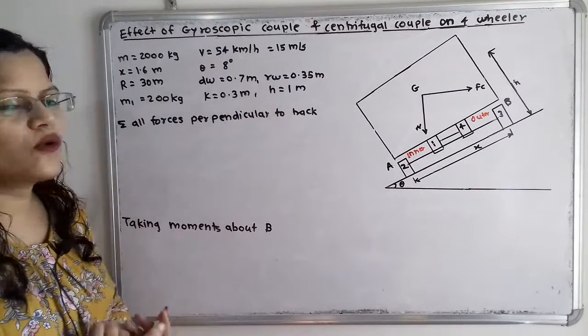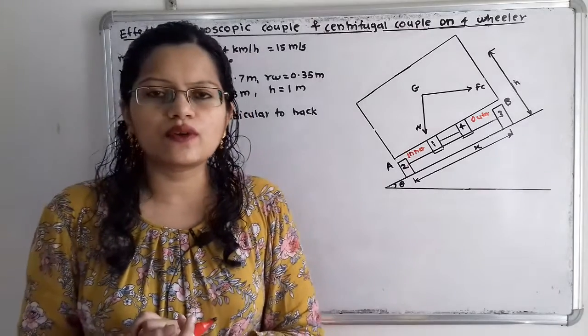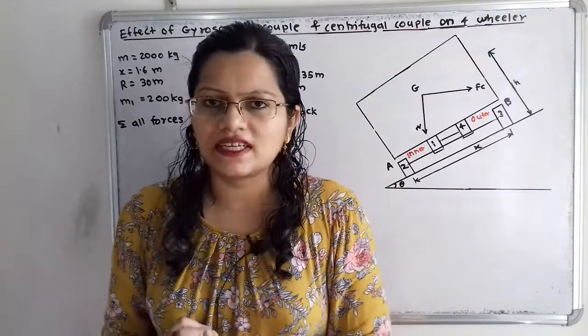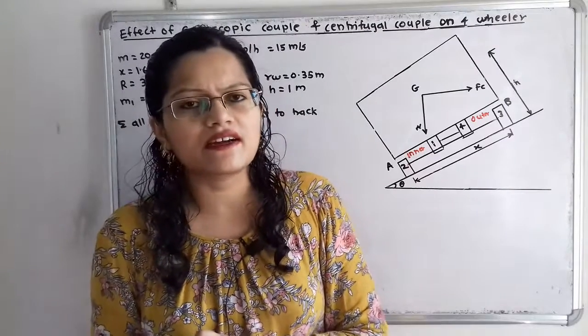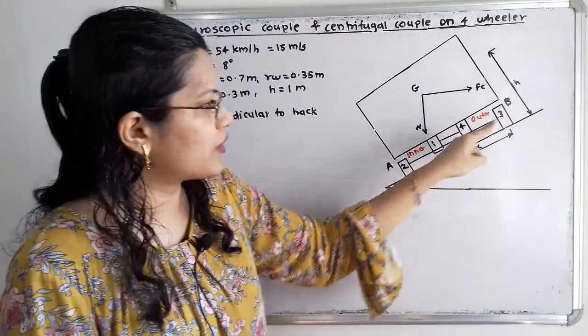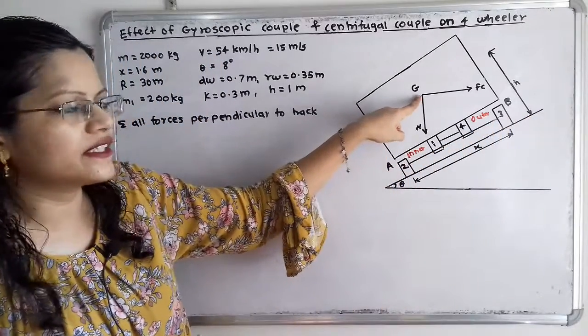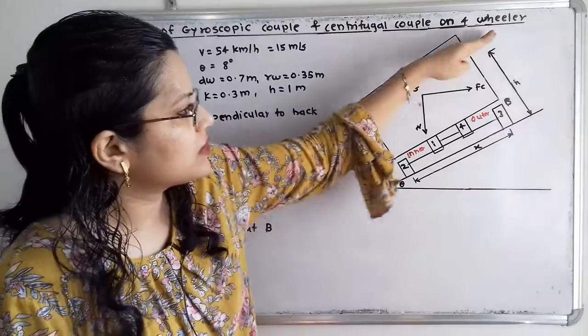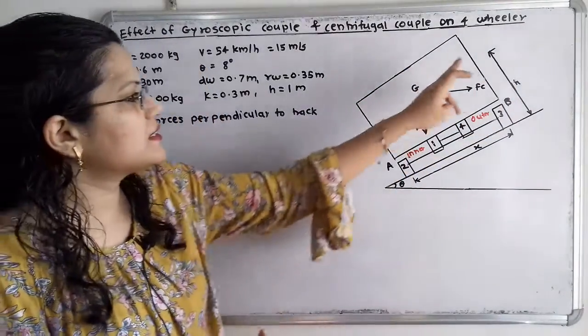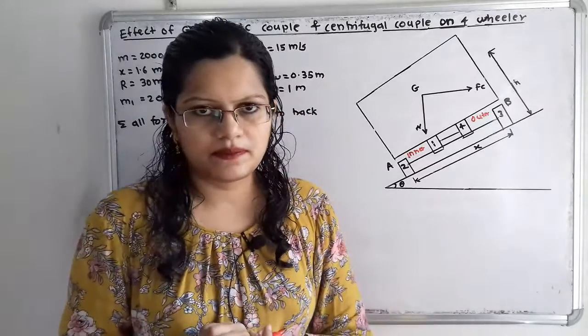And then h. So what is the distance h? We know that it is the distance between the center of gravity of that vehicle and the surface of the road. So here is the surface of the road and we have to take the distance. Here is the center of gravity. So this vertical distance is h, and this h is given as 1 meter.